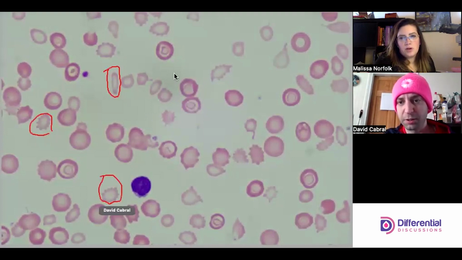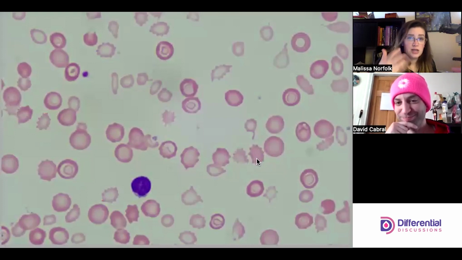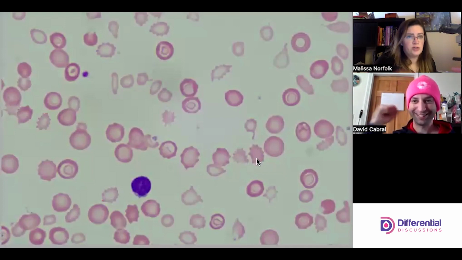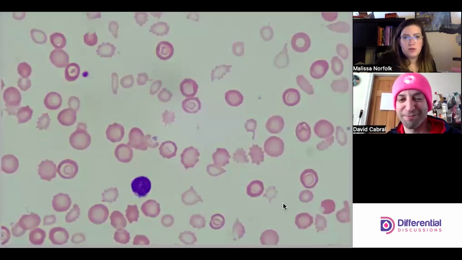I'm wondering about the echinocytes because you can see some of the normocytic cells also are echinocytes. So I'm wondering if it's the population, and it's not just the abnormal population here. So it could be artifact. It could be that this patient's really uremic, and so the new cells that were transfused in are also becoming echinocytic. We just don't know.